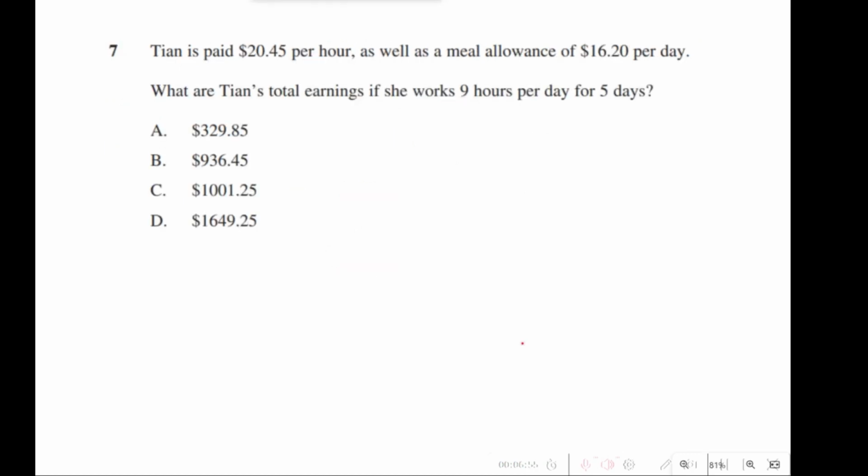Tim is paid $20.45 per hour, as well as a meal allowance of $16.20 a day. What are her total earnings if she works 9 hours per day for 5 days? So let's look at what she's getting paid. She's getting paid $20.45 per hour. She works for 9 hours and for 5 days.